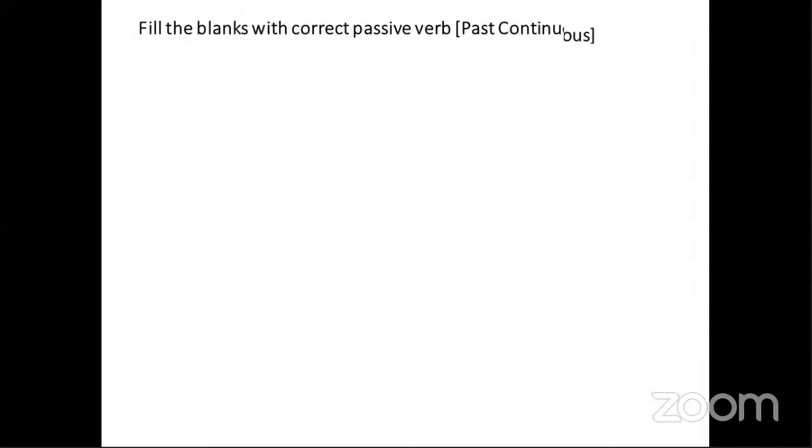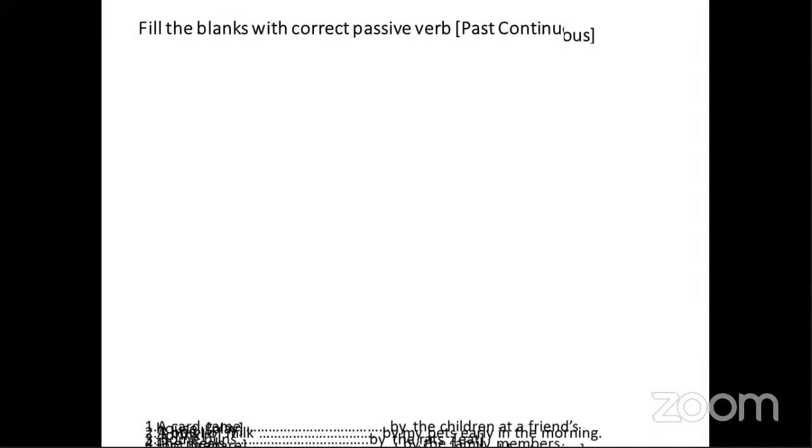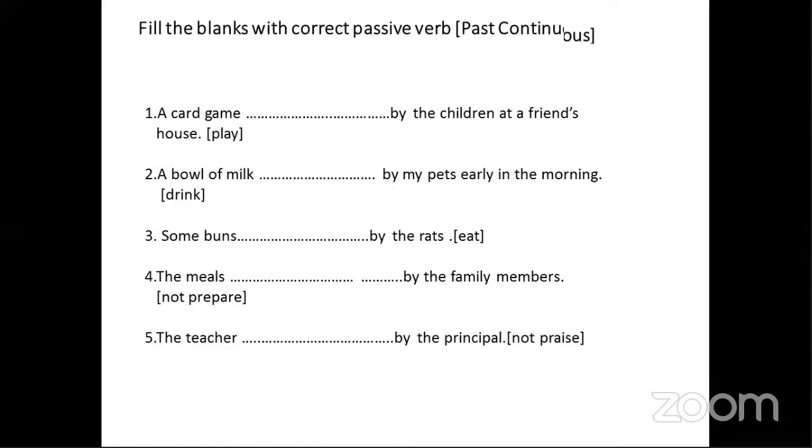Right. There's another blank filling activity based on the past continuous tense, just as we have discussed. So can you try with these sentences, filling the blanks with the correct passive form with regard to past continuous tense? Shall we try? I will help you with the very first one. A card game blank is there by the children at a friend's house. I have given the verb play. So you have to make the necessary adjustments with the verb.